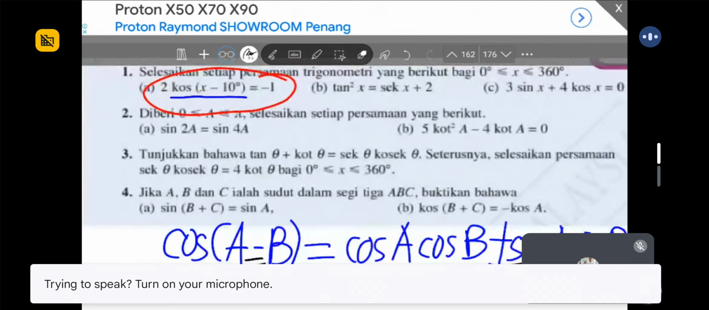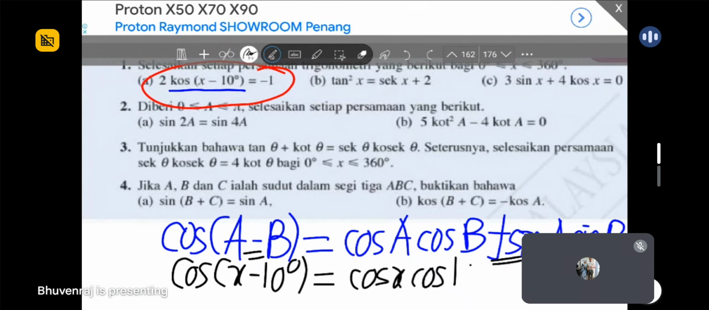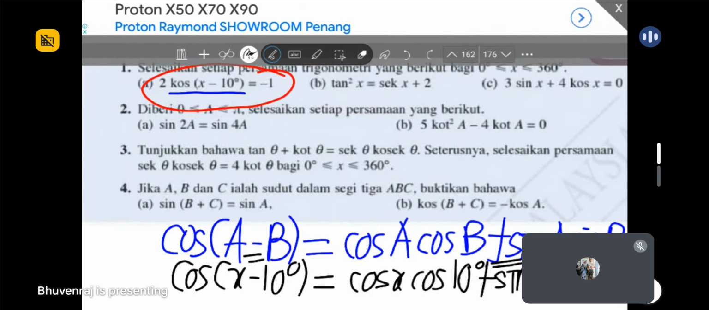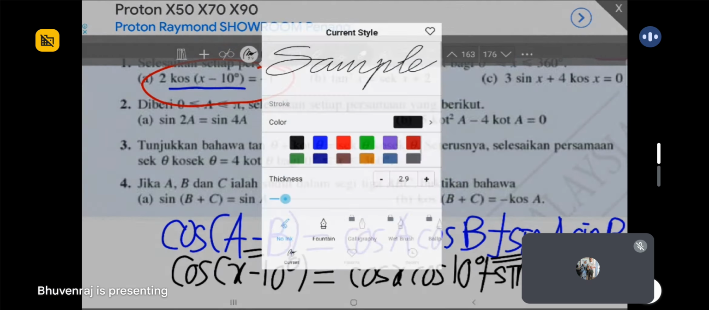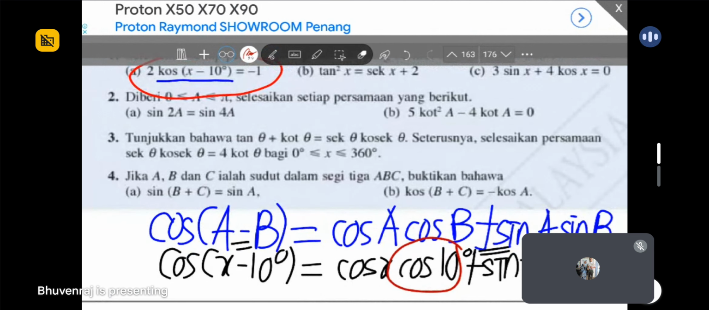Now you can apply it to the question. So cos x minus 10, you should have cos x cos 10 plus sin x sin 10. This is the expansion, pengembangan. Now you need to know the value of cos 10 and also sin 10. Kamu kena tahu dua nilai ni. Of course you need to press the calculator, guys. Kamu kena tekan calculator.